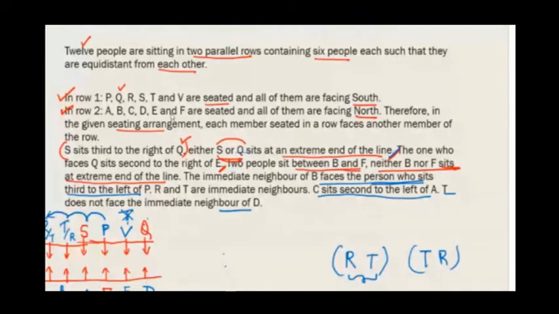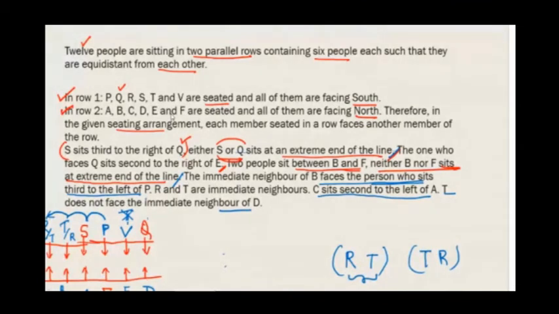Two people sit between B and F. Now, we have A and D sitting between B and F. Neither B nor F sits at an extreme end of the line. We don't have B or F at the extreme end of the line. That is fine. The immediate neighbor of B faces the person who sits third to the left of P. Now, the immediate neighbor could be either C or A. If I take P here, third to the right of P is first, second, and third. That is nothing but either R or T.